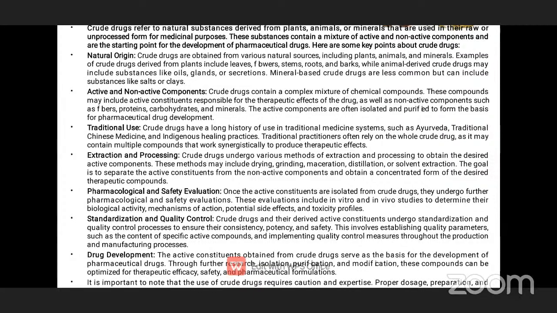Once the active constituents are isolated from crude drugs, they undergo further pharmacological and safety evaluations. These evaluations include in vitro and in vivo studies to determine their biological activity, mechanisms of action, and potential side effects and toxicity profile.